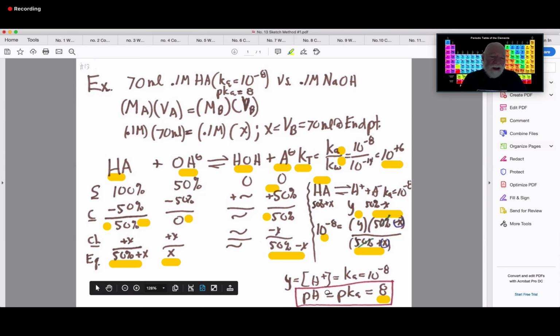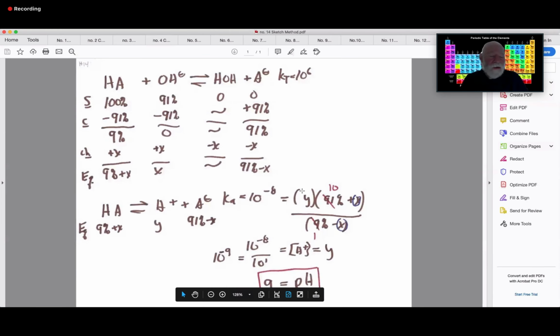So anyway, on the exam, you don't have to do all this math. I want you to automatically know that the pH halfway through the reaction is the pK sub A, which in this case was going to be 8. Okay, now, you found a very easy one to get, and that is halfway through the titration.